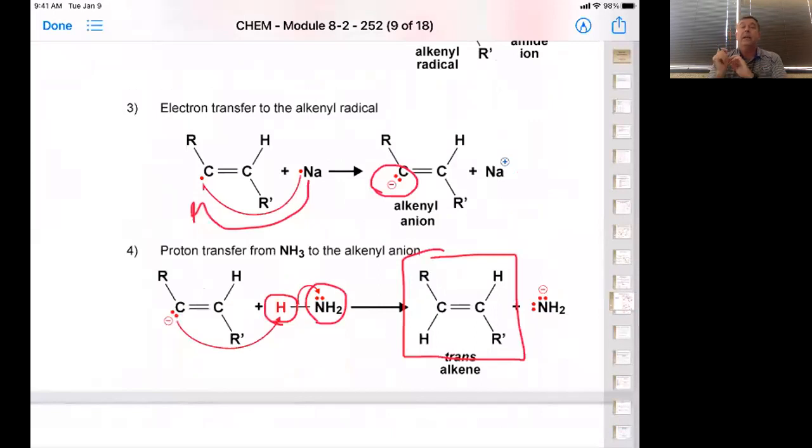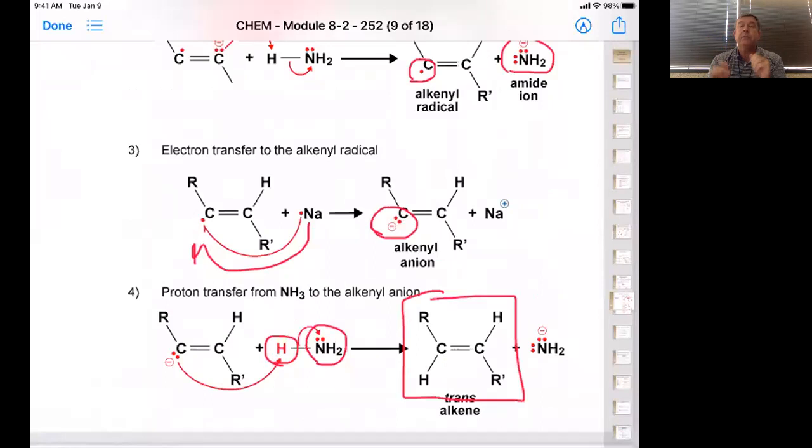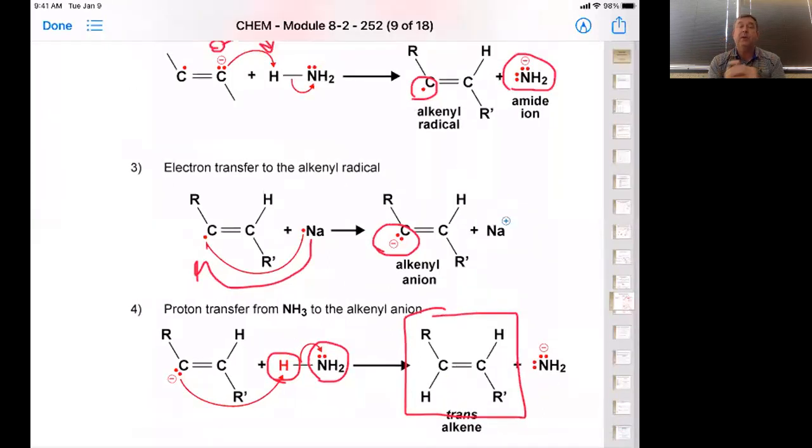Okay, so if you want the cis alkene, Lindlar's poison catalyst. If you want the trans alkene, dissolving metal reduction, sodium metal in ammonia. And because they have two different mechanisms, we specifically get two different products. All right, questions on those, reductions of alkynes? No? All right.